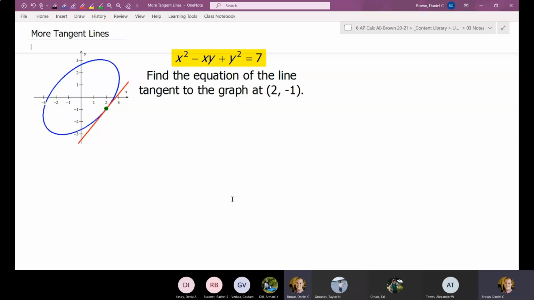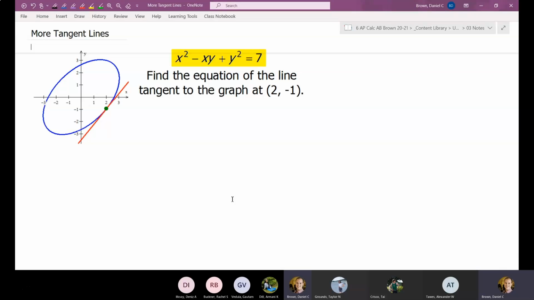You want to take the derivative of that implicitly. And you're going to take the derivative with respect to x. You can assume you're taking it with respect to x if it doesn't state that. Solve for dy/dx. And then you can plug in the coordinate to find the slope, and then use that to do the tangent line.